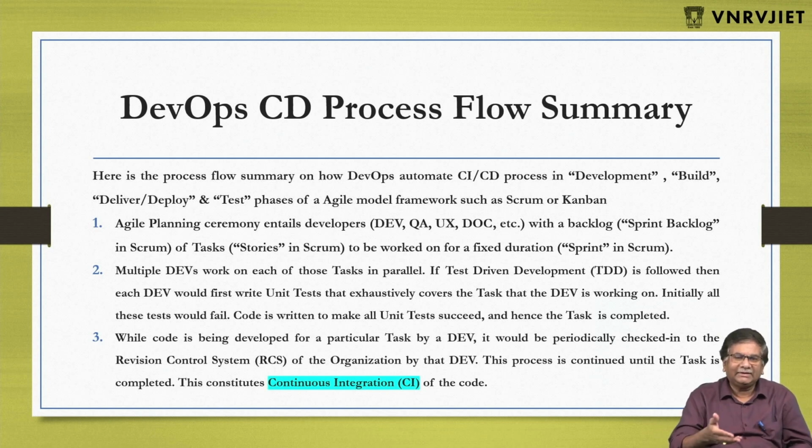Once the task is completed, in the third step, while code is being developed for a particular task by a dev, it would be periodically checked into the revision control system of the organization, which we discussed already. This process is continued until the task is completed, as part of the CI process. This is the third step.